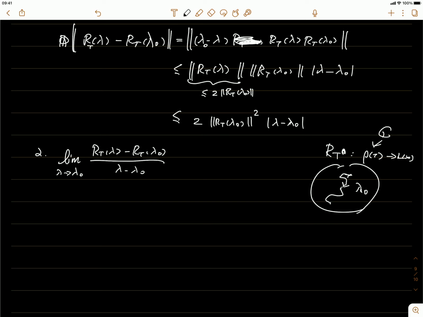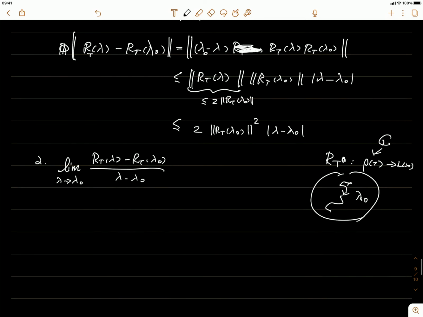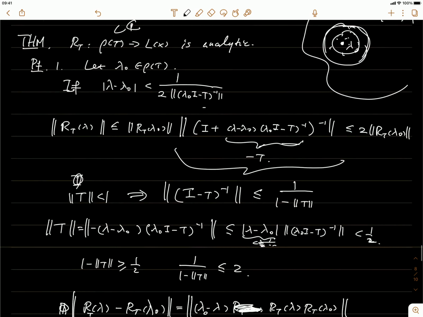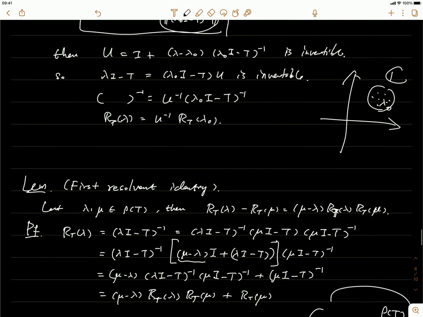Okay, and we can show that because of the first resolvent identity. We have to use that. So maybe just look at this.